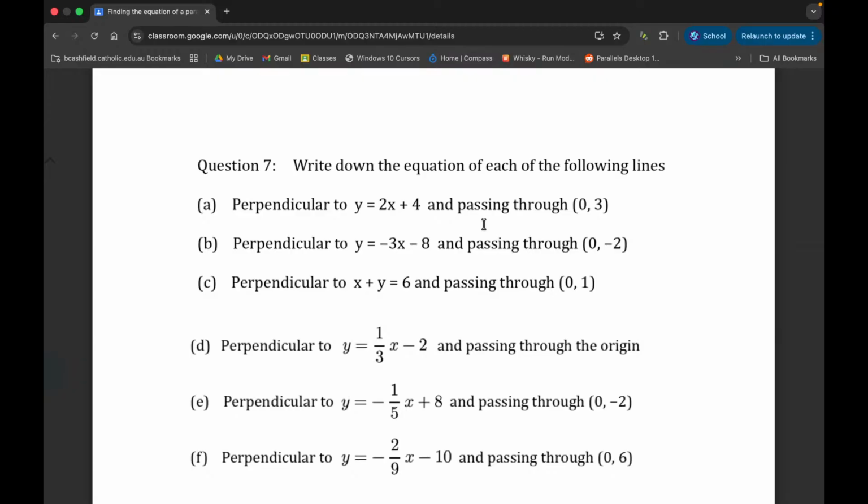So what you have to do for this question is find out the y-intercept. This already tells us the y-intercept is 3. So let's just write that down. Y-intercept equals 3. But let's figure out the gradient. The way you do that is by flipping the gradient that you already have from the equation they give you. So you flip it around and you get negative 1/2.